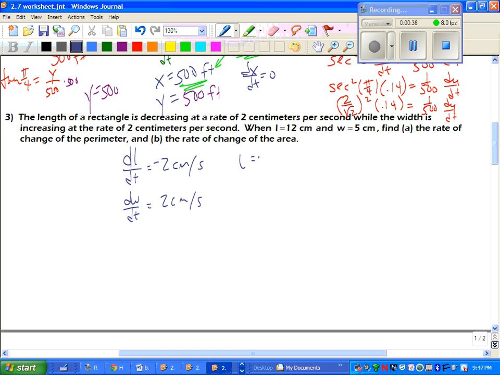When the length is 12 centimeters and the width is 5 centimeters. We have a two-parter here. We want to find the rate of change of the perimeter, dP dt, for part A. And then for part B, we want to find the rate of change of the area.